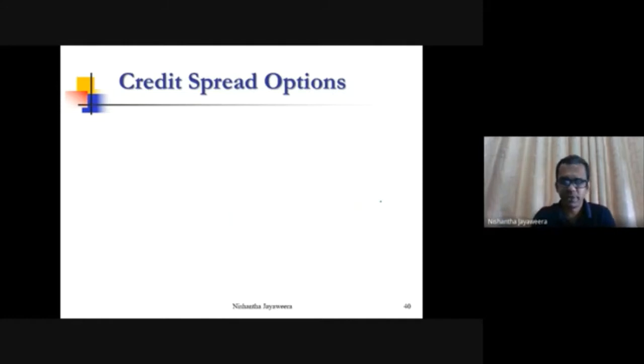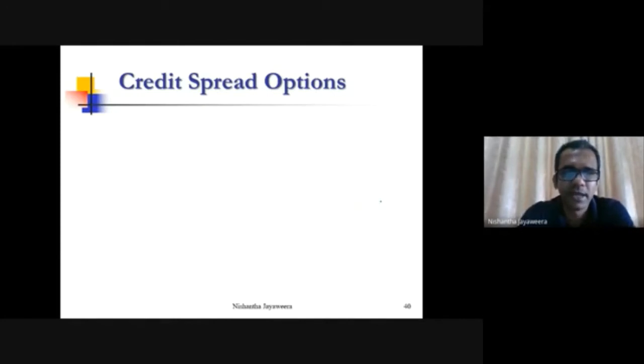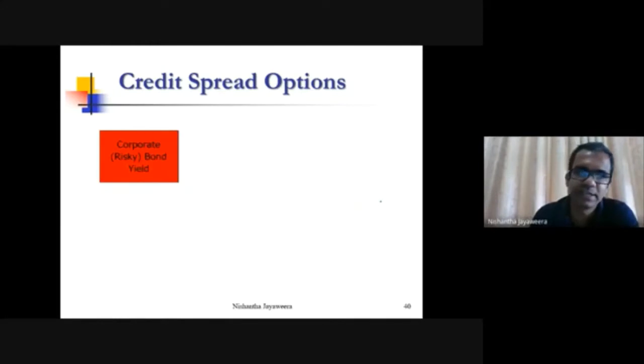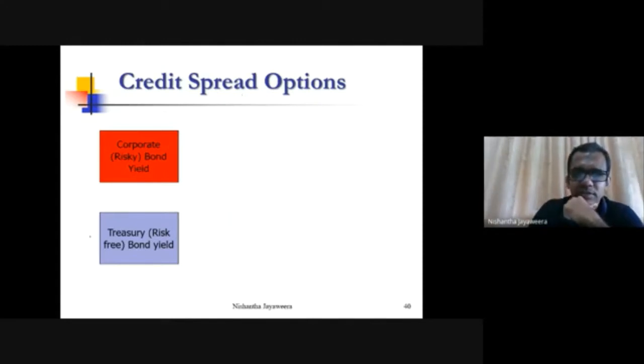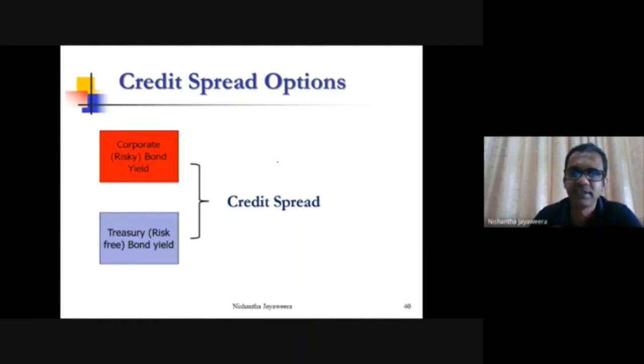In a credit spread option, again, this is an option, so a party can buy an option depending on the credit spread. What is the credit spread again? It's the difference between the yield of a government bond with the same maturity and the yield of a corporate bond, or the yield of a risk-free asset and the yield of a risky asset. That difference is the credit spread.